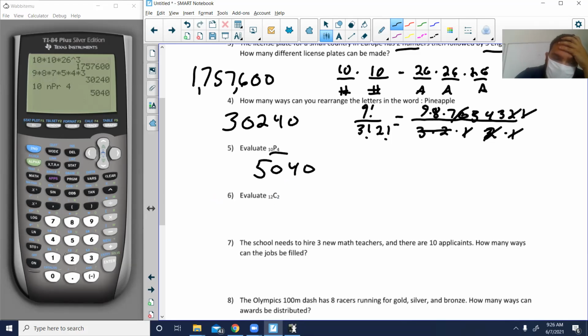Over here, you're going to do the same thing. 12, math. This one is nCr though, so option 3, and then 2. So that's going to be, click enter, 66.